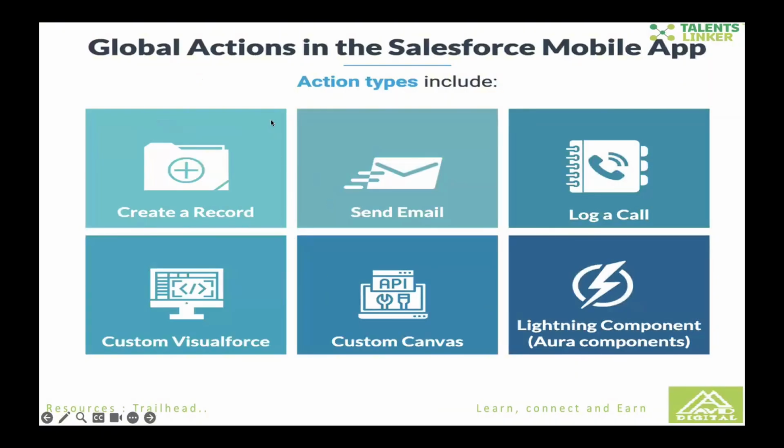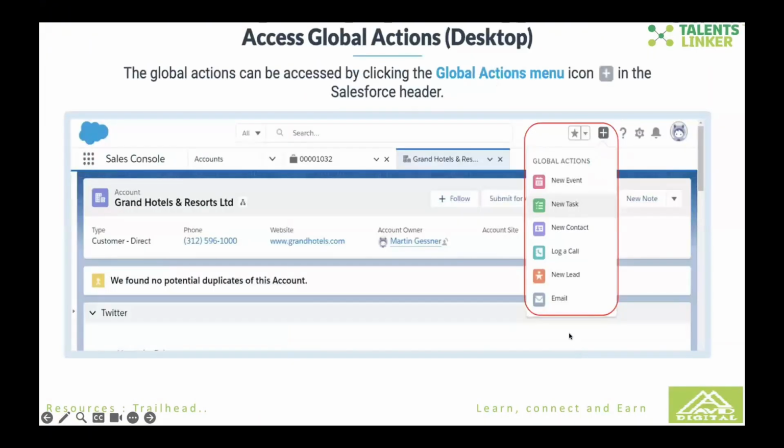Now, these are the things you can do with global actions. We've done some in the past. You can create a record, send email, log a call. You can take note of all these things. They can ask a multiple choice question: what can you do with global actions? These are the things you can use it to do: create a record, send an email, log a call, custom Visualforce, custom canvas, Lightning component.